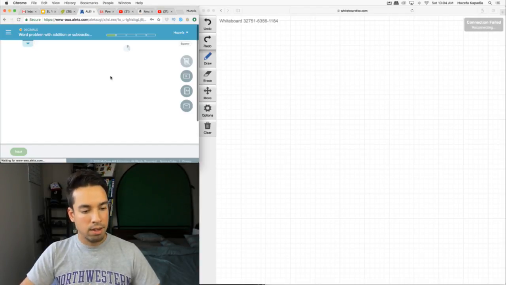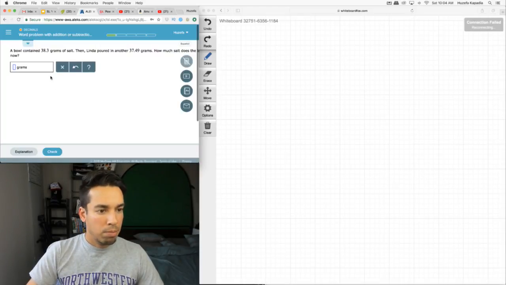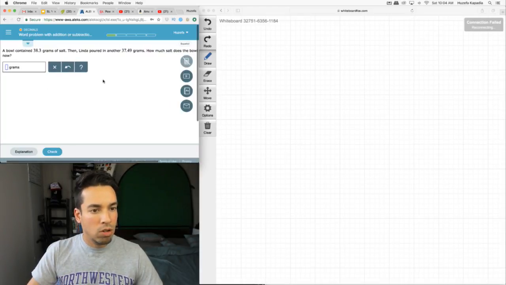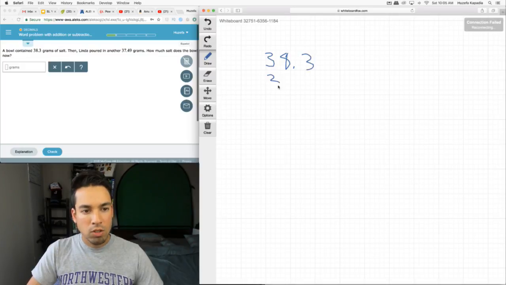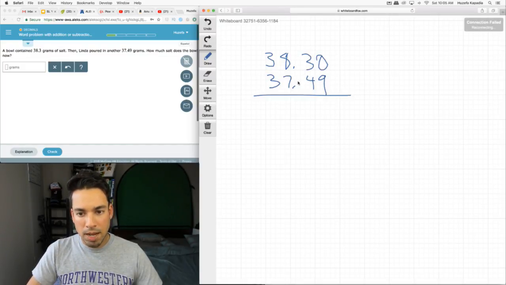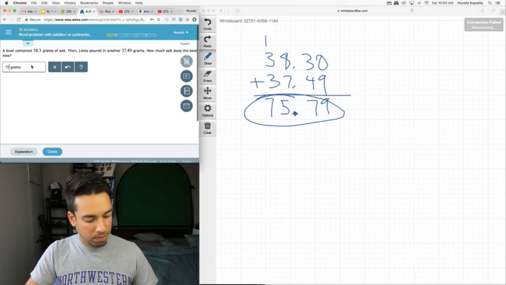Now we have same thing. Bowl contained 38.3 grams of salt. Then Linda poured another 37.49. So this is addition, right? We're adding two quantities. It's kind of spelled out for us in the problem. So 37.49 plus 38.3. I'm going to add a 0 to match it up. This is addition. 0 plus 9 is 9. 3 plus 4 is 7. Don't forget that dot. 8 plus 7 is 15. Carry the 1. 3 plus 3 plus 1 is 7. 75.79.